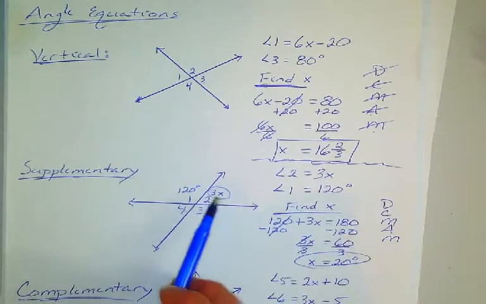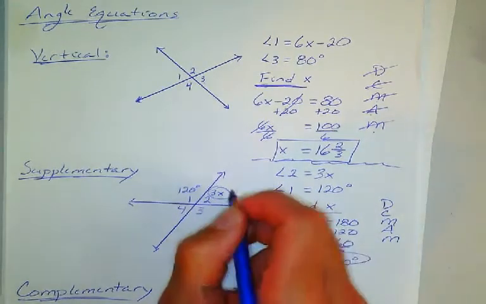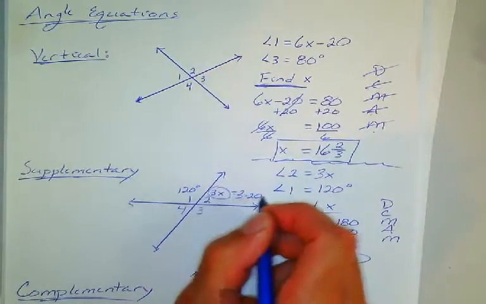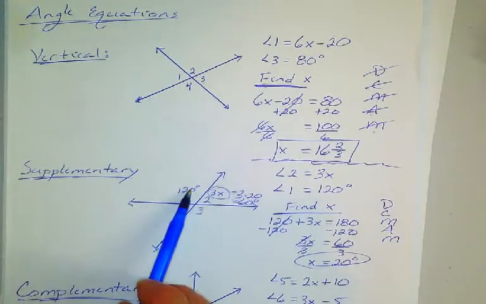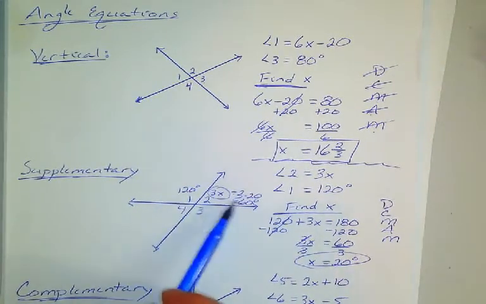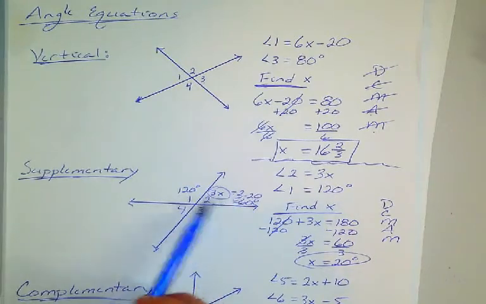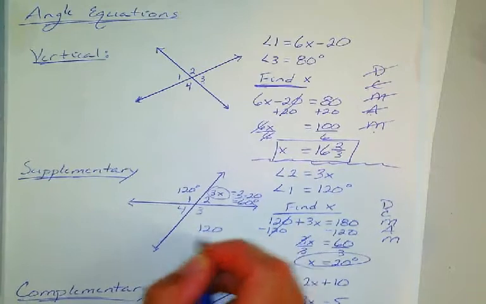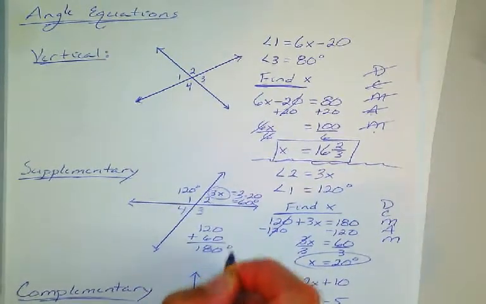So instead of having 3x, because I know what x is now, I know x is 20, I would do 3 times 20, and I know 3 times 20 equals 60 degrees. So I know that the angle on the left, angle 1, is 120, and the angle on the right, angle 2, is 60 degrees, and you can always check that because they're supplements. 120 plus 60 equals 180. So I know that I did it right.